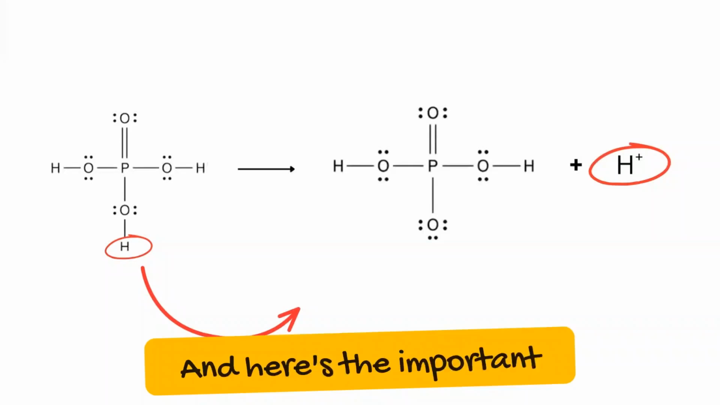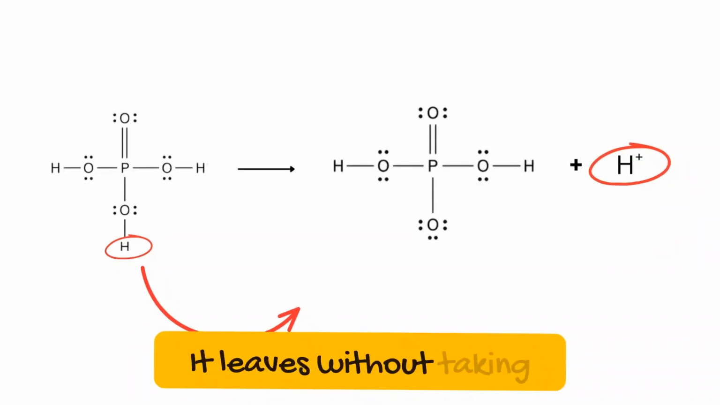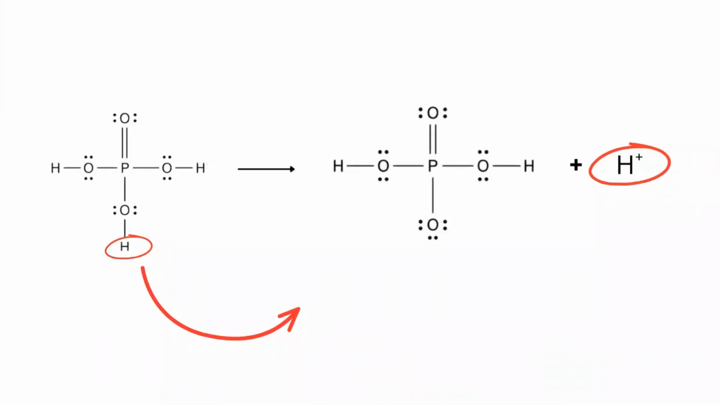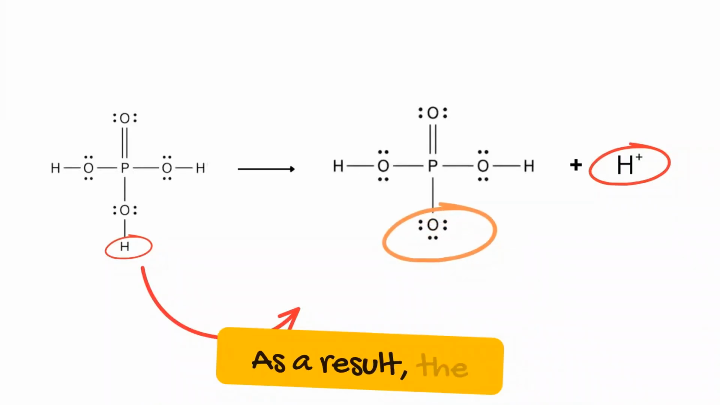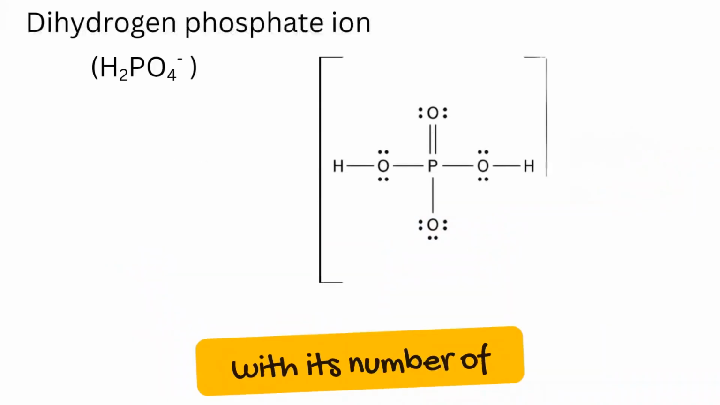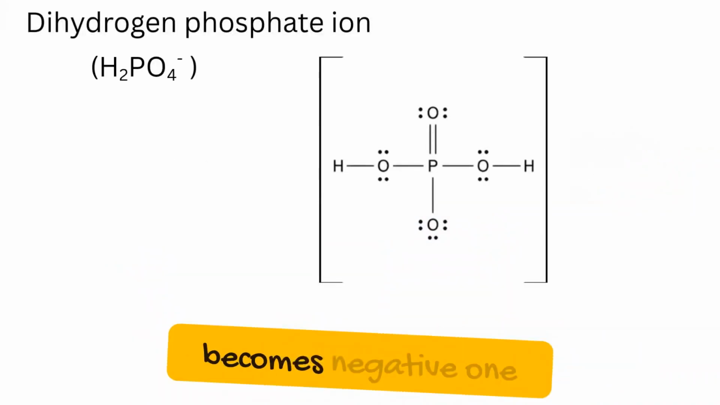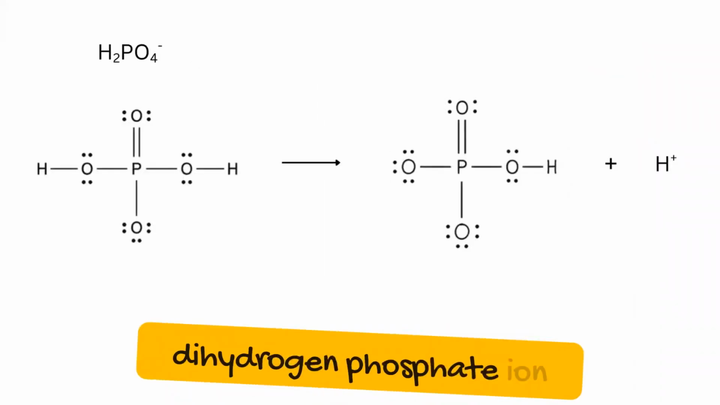And here's the important part. A hydrogen ion is just a proton. It leaves without taking the bonding electron with it. That electron stays behind on the oxygen atom. As a result, the remaining formation now has 1 extra electron compared with its number of protons, and its charge becomes -1. We now have the dihydrogen phosphate ion.